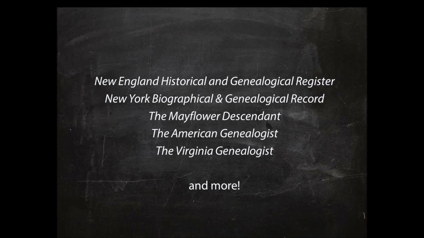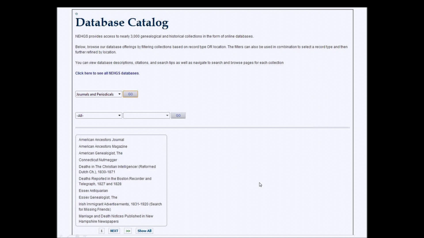We currently offer over 25 different periodicals ranging from the 18th century up to the present day. For example, our own journal, the New England Historical and Genealogical Register, the New York Biographical and Genealogical Record, topical journals like the Mayflower Descendant, and nationwide journals and ones outside of New England like the American Genealogist and the Virginia Genealogist. You can see a full list by going to our databases catalog or selecting journals and periodicals from the category menu on the advanced search page.